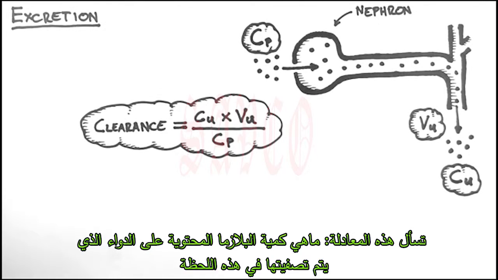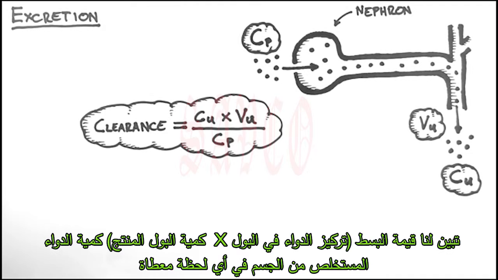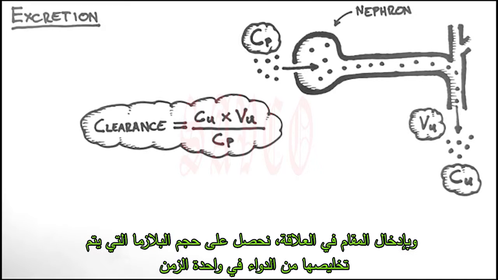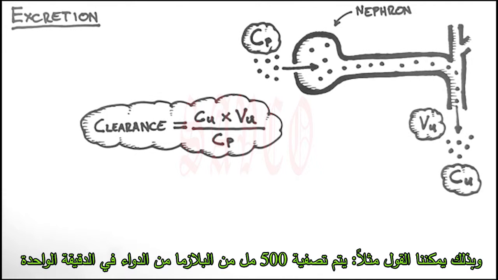This equation asks, how much plasma contains the amount of drug being cleared at this time? The concentration of the urine times the rate at which urine is being produced shows how much of the drug is being cleared from the body at any given time. This is the top part of the equation. When the bottom part of the equation is factored in, it will give us a volume of plasma per unit time. Thus we can say something like 500 ml of plasma is being cleared of the drug per minute.